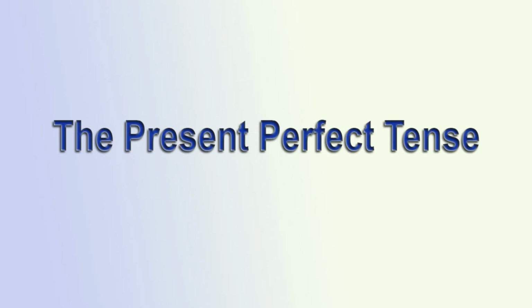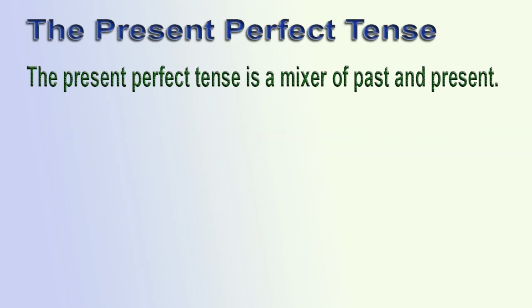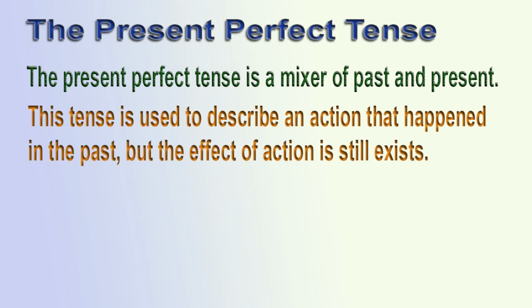The present perfect tense. The present perfect tense is a mixture of past and present. This tense is used to describe an action that happened in the past, but the effect of the action still exists.